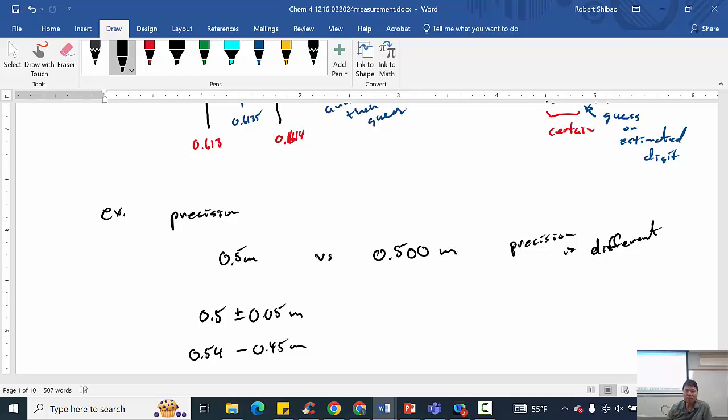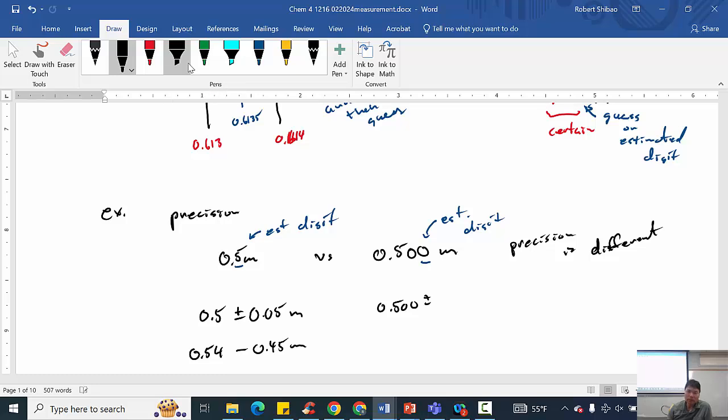Whereas something like this is much more precise. It's going to have a much narrower range. So if we do this, we see that this is going to be what we call the estimated digit. The last digit is always estimated, and we're only allowed one. And so the 5 here. Whereas over here, this is going to be the estimated digit. We're estimating that it's lying right on that line. Estimated digit here. And so that narrows the range quite a bit.